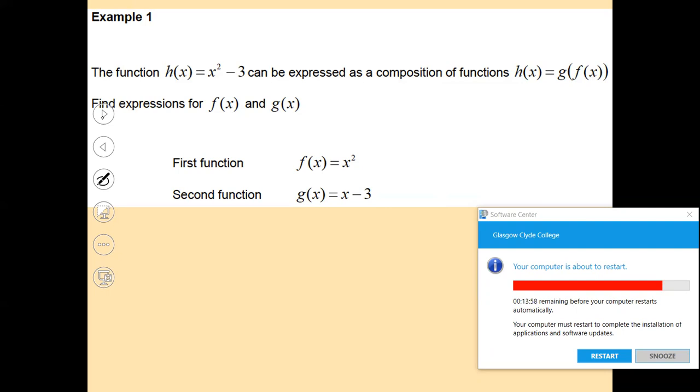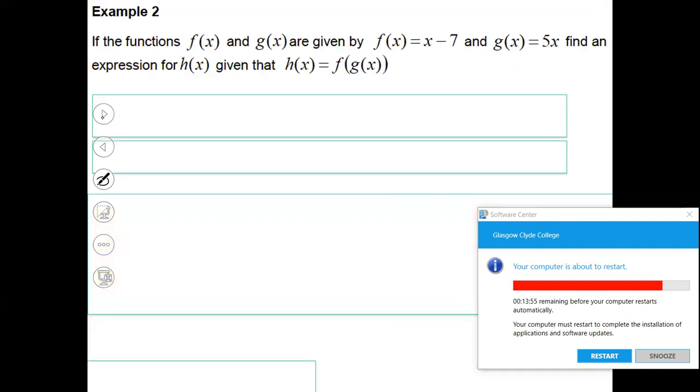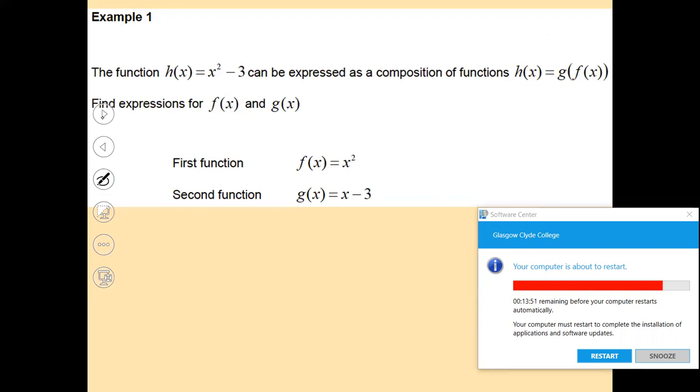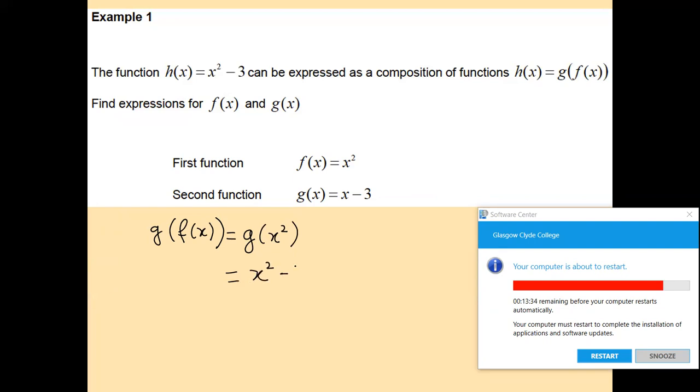Okay, so that was an example taken with this. And you can check it yourself quickly. So g of f of x is g of x squared, and g of x squared is just x squared minus 3. You see, sometimes your teacher says QED. In Latin, something to do with, this is what we had to demonstrate. Okay.